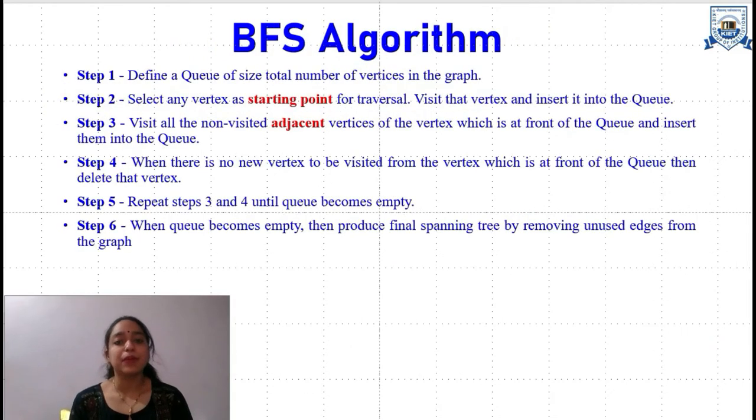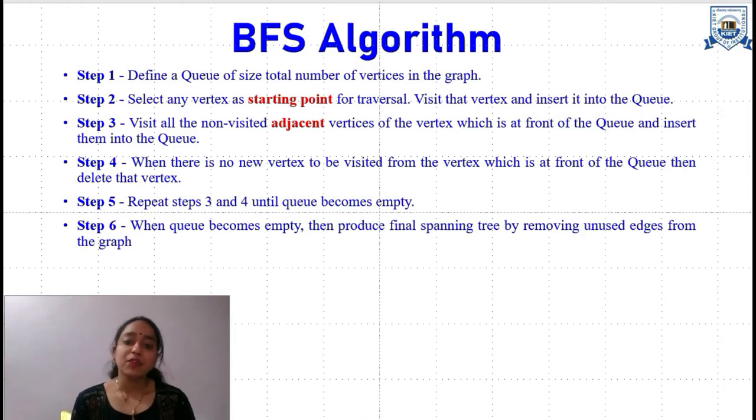Let's study the breadth first search algorithm to have a clear view of how breadth first search traverses every vertex of the graph. We will have a queue data structure, and the size of the queue will be the total number of vertices present in the graph.